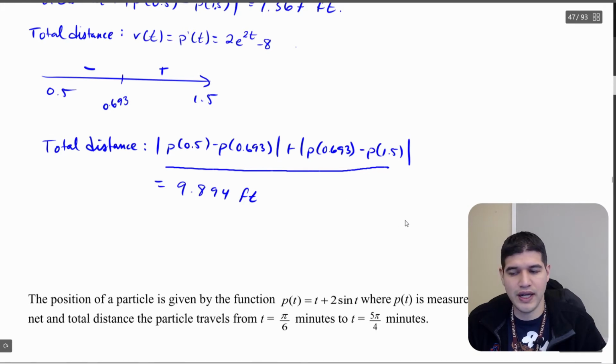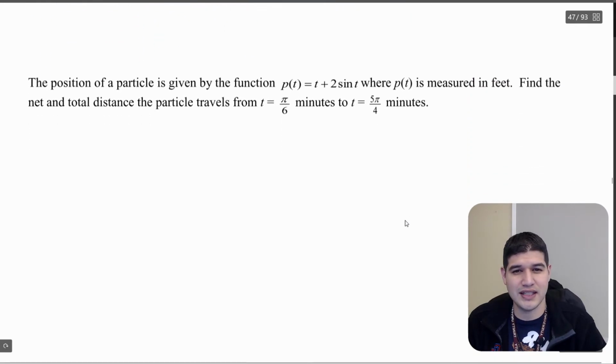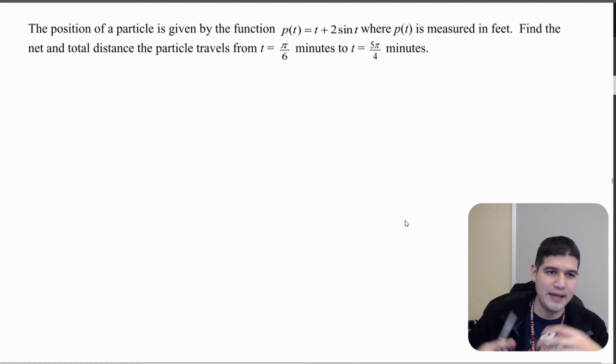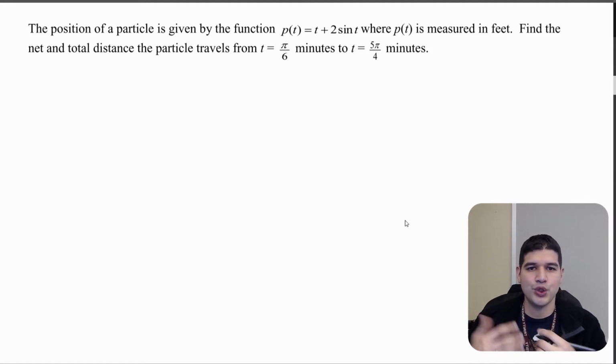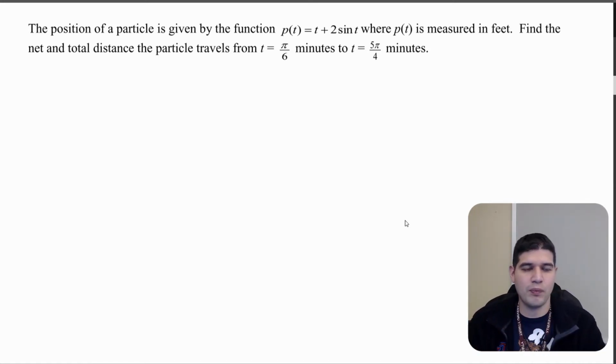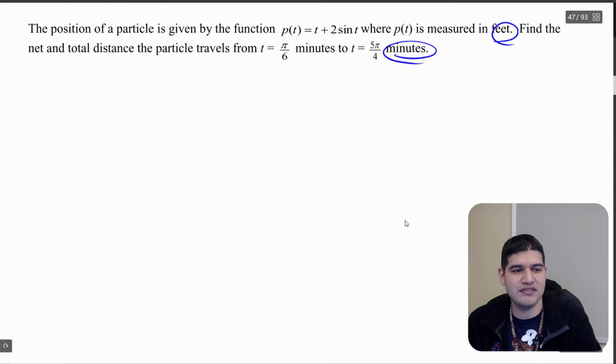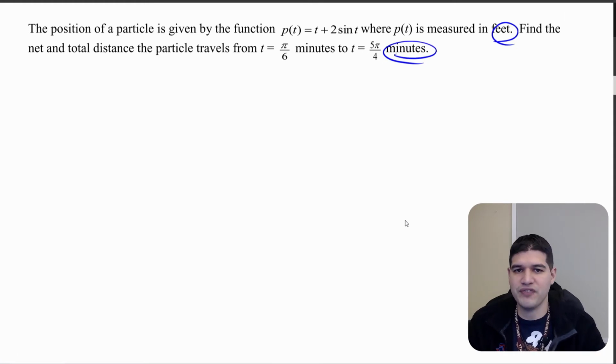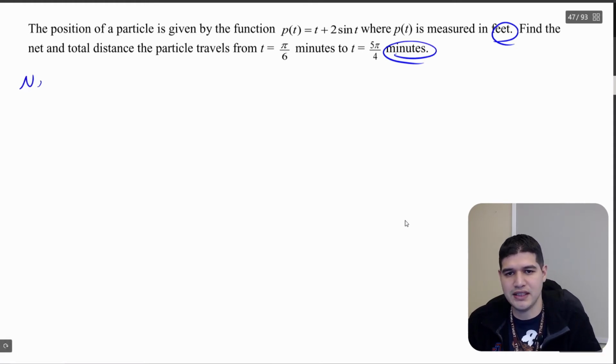All right, so let's go ahead and look at this next question, because this one is going to be the same thing, but this time we're given some trig values. So the position of a particle is 2 plus 2 sine t. We know it's measured in feet, and we have minutes here. So we want to find the net and total distance. And again, let's just start with the net, because that is so simple.